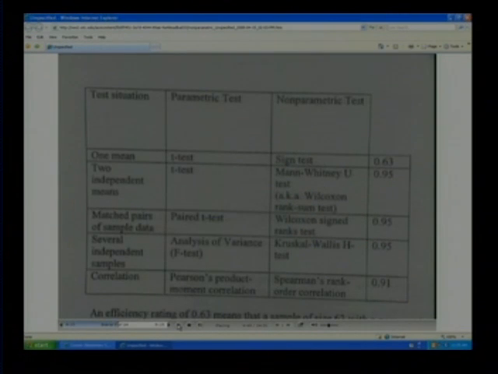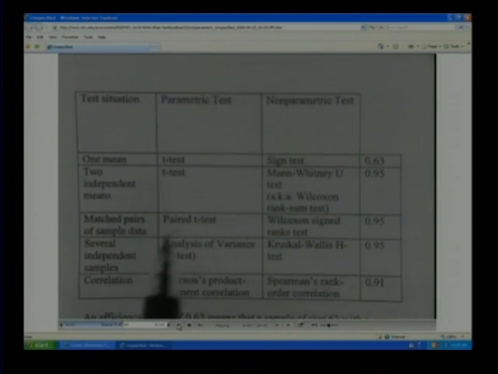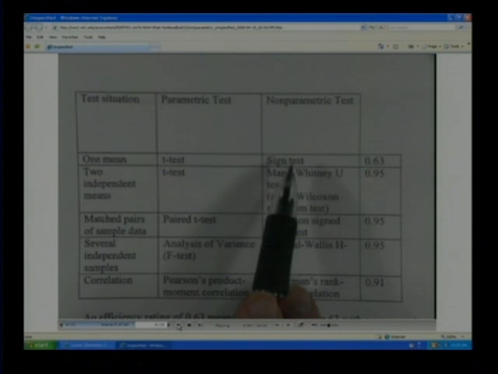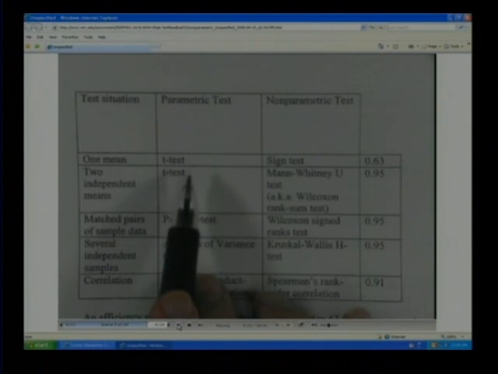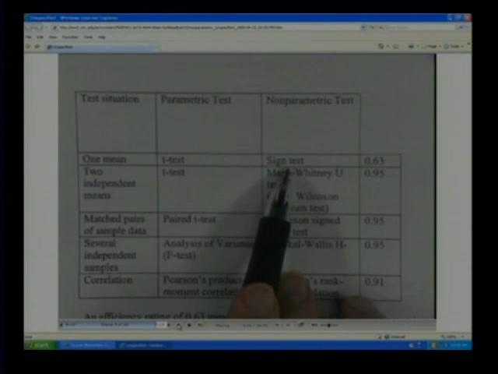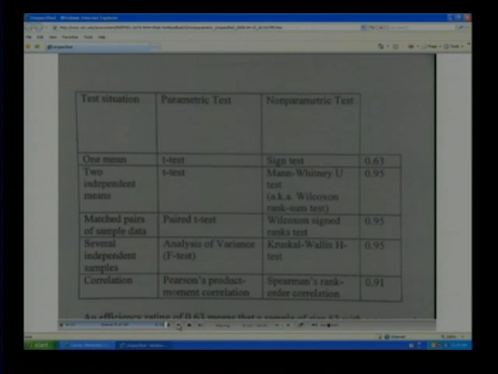Efficiency. Let's look at the different situations that we might have. For one mean, the parametric test would be a t-test, and the sign test, which we'll talk about in a few minutes, has an efficiency of 0.63. What does that mean? That means that if you had a sample size of 63 with the t-test, you would need a sample size of 100 with the sign test to get the same difference, assuming that the parametric assumptions are met.